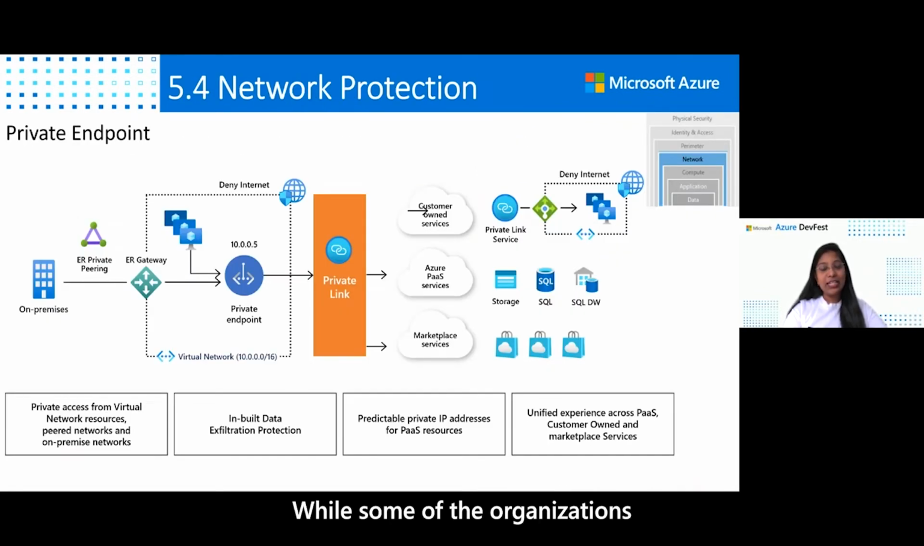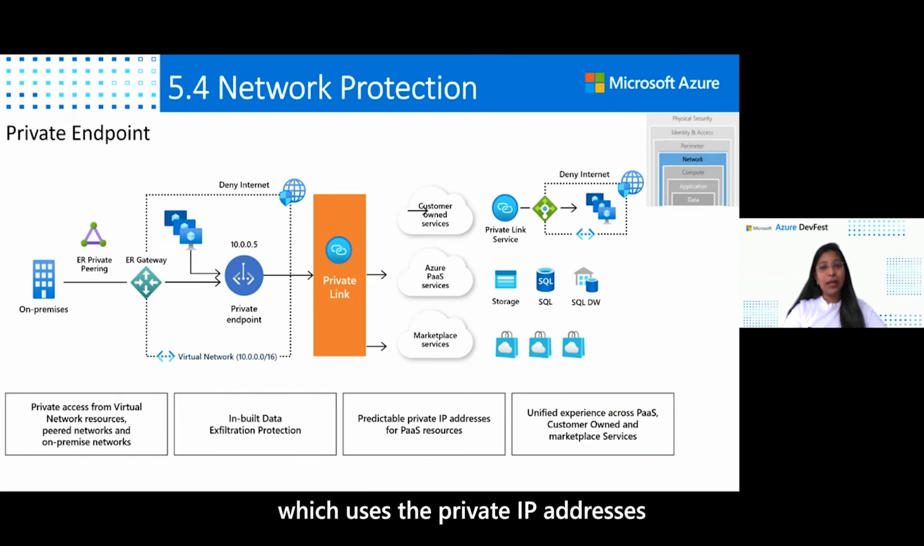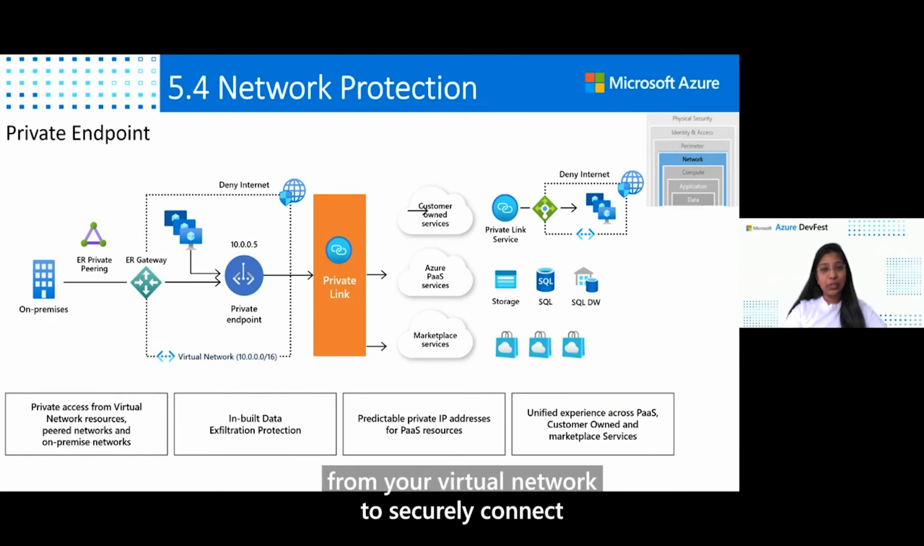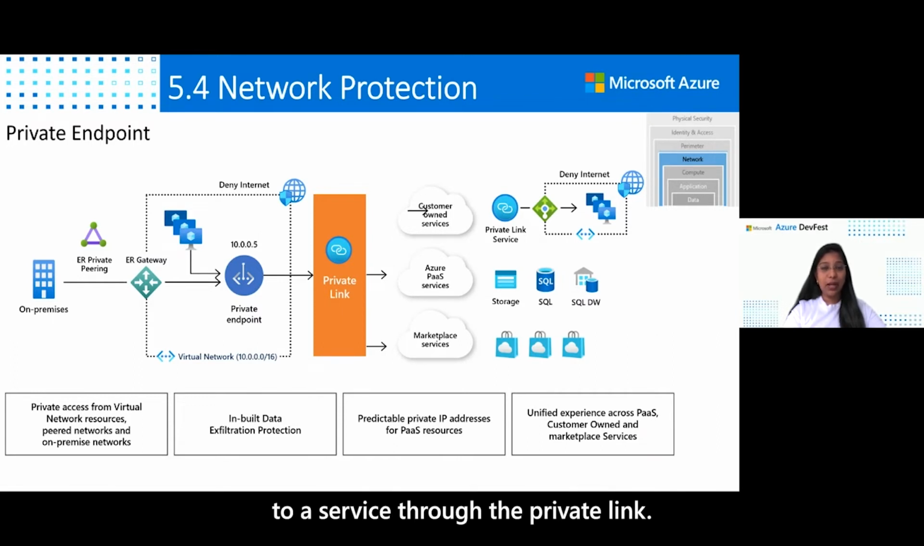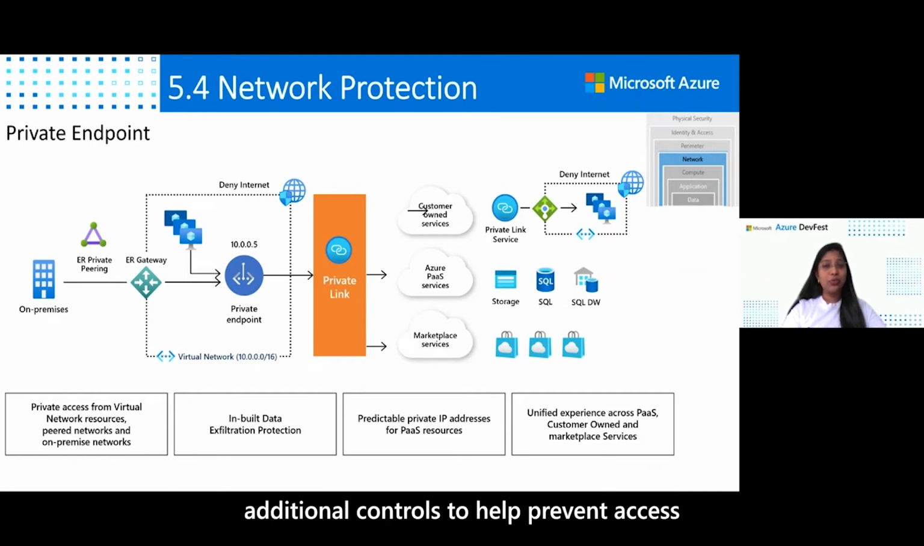While some organizations are stringent about securing all their infrastructure assets with private IPs alone, there come private endpoints, which use the private IP addresses from your virtual network to securely connect to a service through the private link. Services like Azure Functions or App Service become inaccessible publicly when they're associated with the private endpoint, whereas remaining services still require additional controls to help prevent access to that Azure service associated with the private link resource.